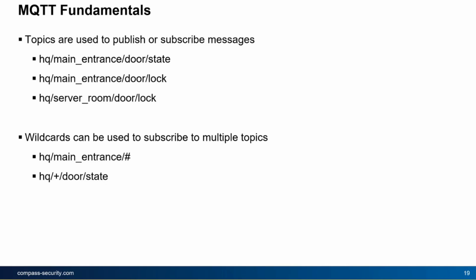Additionally, we have the possibility to use wildcards within MQTT. There are 2 symbols we can use. One of them is the hashtag and the other one is the plus symbol. So the hashtag will pretty much replace everything from that level onwards, meaning if we compare it with our example at the top, it will subscribe to door state and door lock. Or if we look at the bottom example, this pretty much just replaces any value which is present on the broker within that hierarchy level. So in this case, it will be main entrance and server room, which is being replaced by the plus.